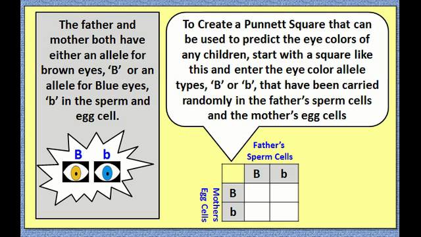The father and mother both have either an allele for brown eyes, capital letter B, or an allele for blue eyes, small letter b, in the sperm and egg cell. To create a Punnett square that can be used to predict the eye color of any children, start with a square like this and enter the eye color allele types, capital letter B or small letter b, that have been carried randomly in the father's sperm cells and the mother's egg cells.